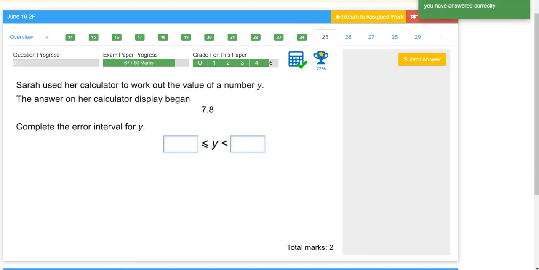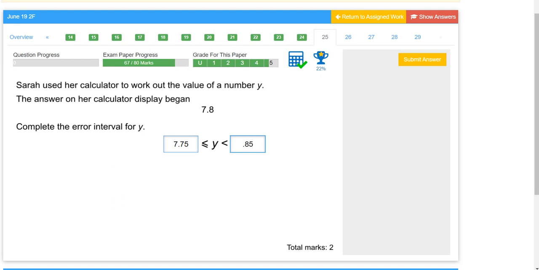Question 25. Sarah wants to work out her error interval. What's the smallest it could possibly increase by? Since we're given this to 1 decimal place, we're going to do our error interval to 2 decimal places. If this was an ordinary error interval, we would be writing 7.75 and then 7.85, and that's what we would be used to seeing.